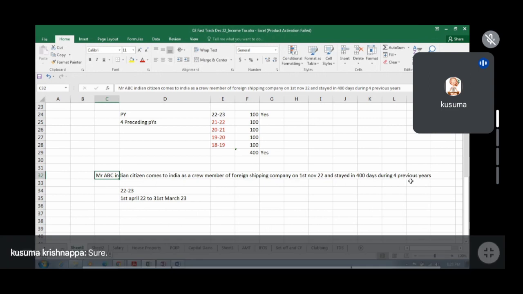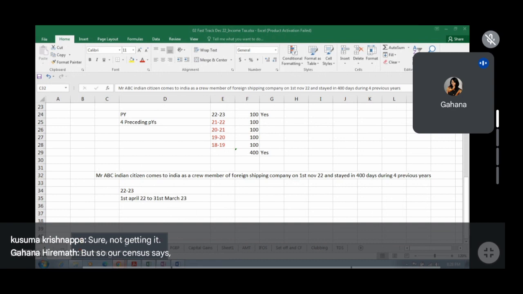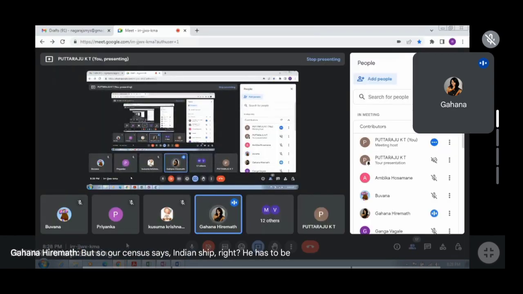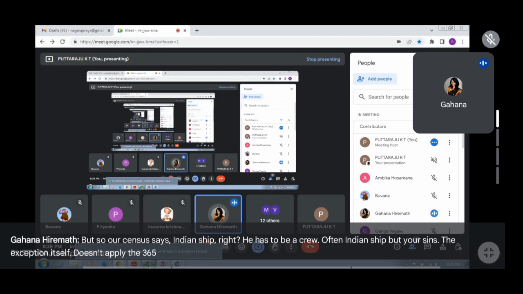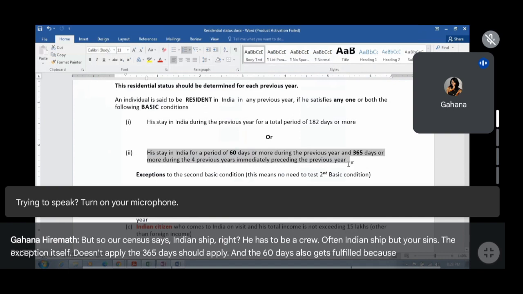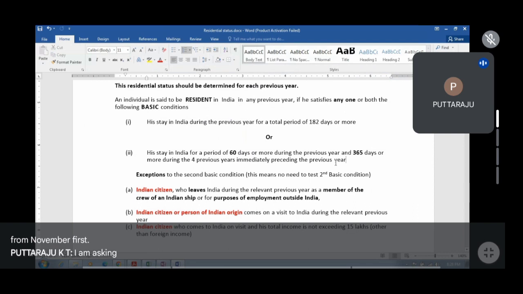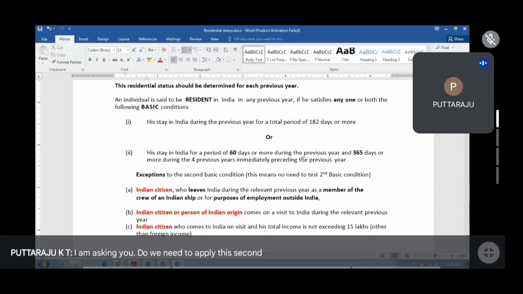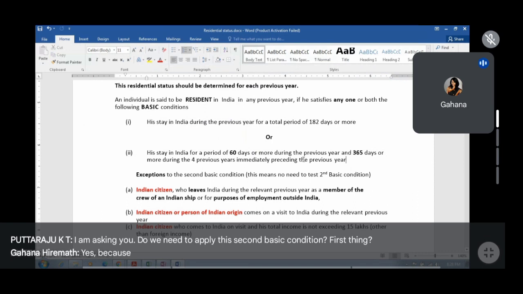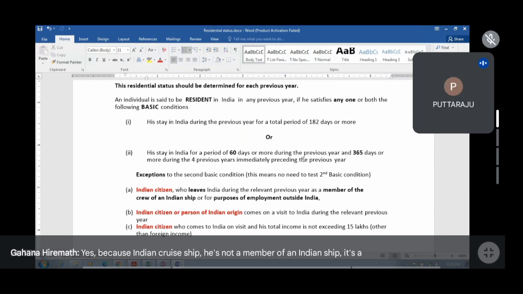Not sure, sir. Not getting it. But sir, since it says Indian ship, he has to be a crew of an Indian ship. But here, since the exception itself doesn't apply, the 365 days should apply, and the 60 days also gets fulfilled because he has been here from November 1st. I am asking you, do we need to apply the second basic condition? Yes, because he is not a member of an Indian ship. It is a foreign ship.